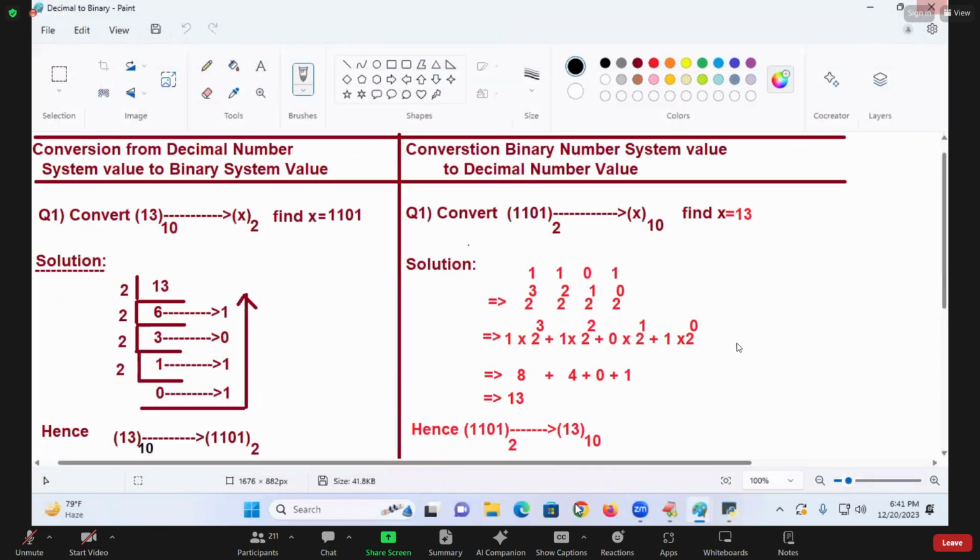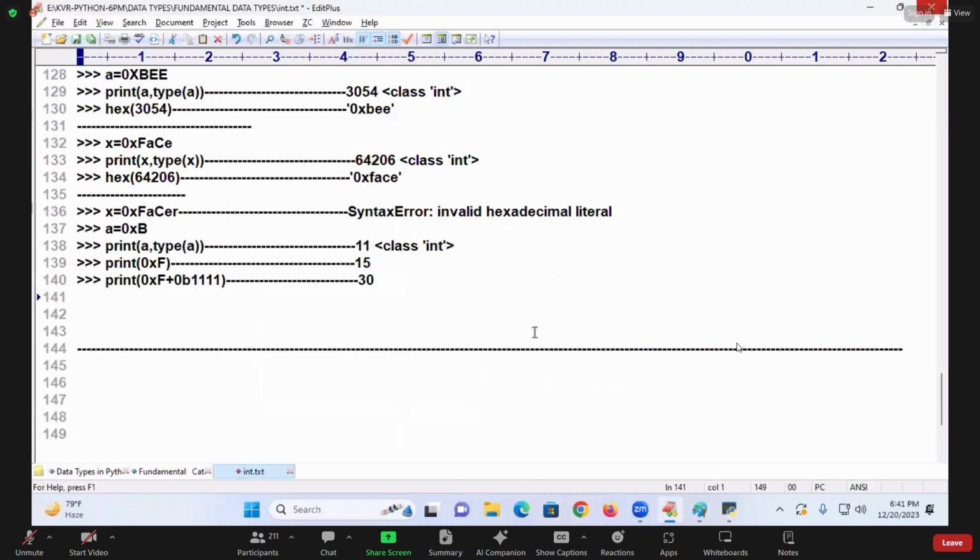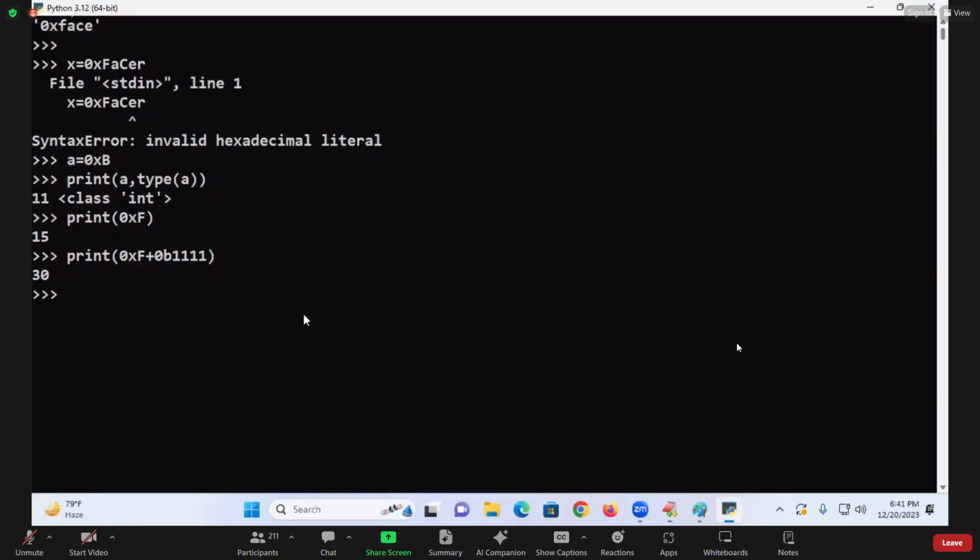Well students, come back to this now. I'll ask one small question because these are all questions that will come across at MCQ level. Now, try to answer it. 0x a plus 10. Answer? Invalid. Okay.